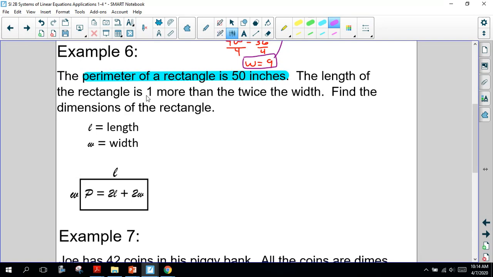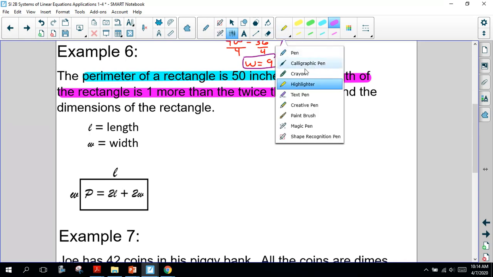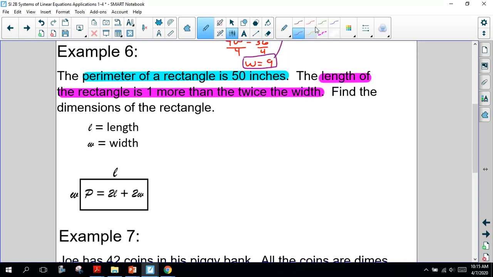Then it says the length of the rectangle is 1 more than twice the width. So once again, another sentence, another equation. So let's take a look at our first sentence. The perimeter of the rectangle is 50, so equals 50.